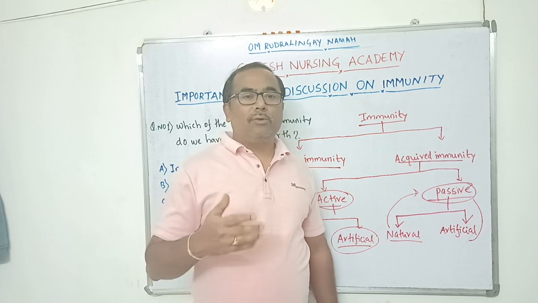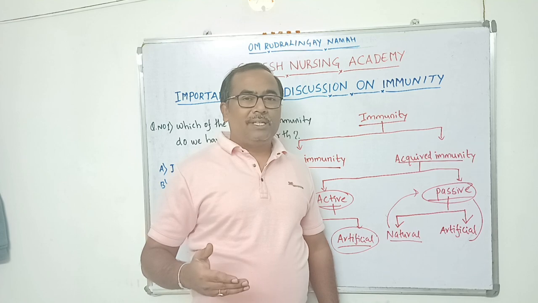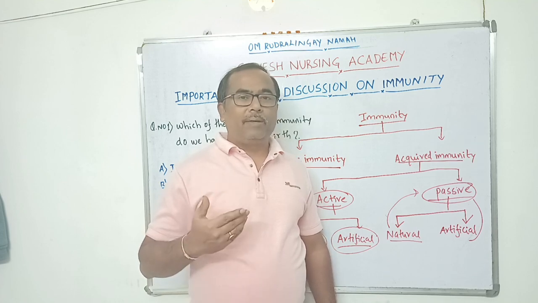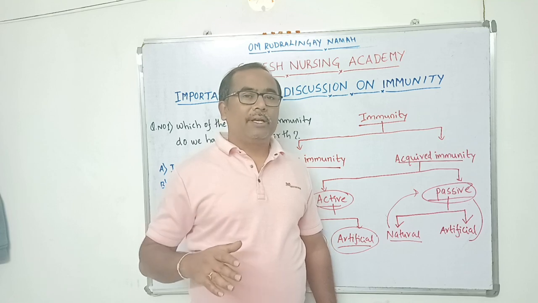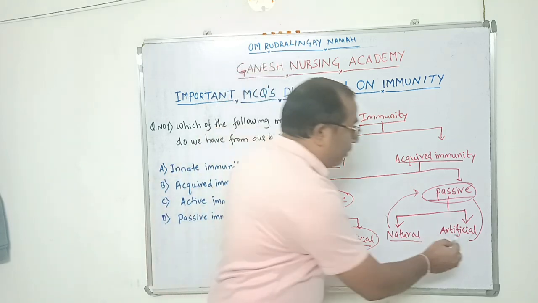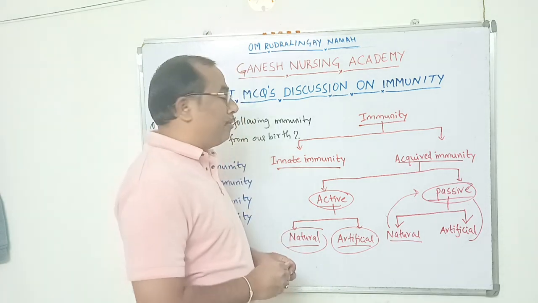So then there is no active preparation by the body's host cells. Immunoglobulins are not prepared by the body actively. Directly the immunoglobulins are injected into the body. So this is known as artificial passive immunity. Okay, so this is the classification of immunity.